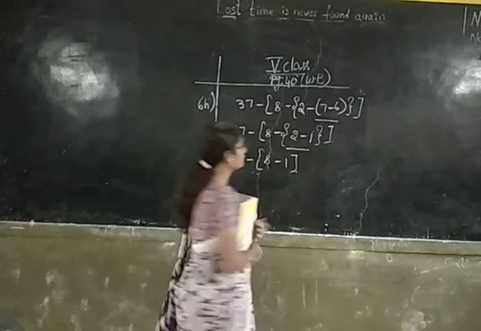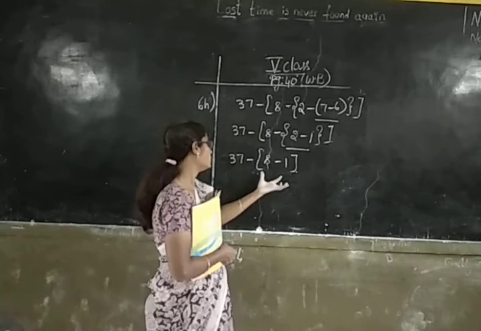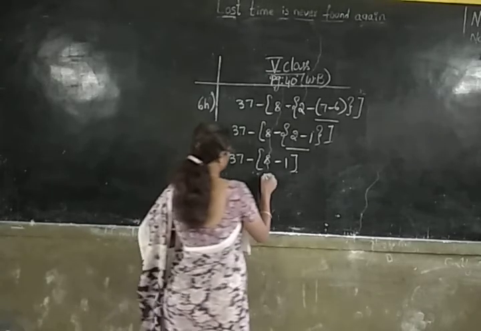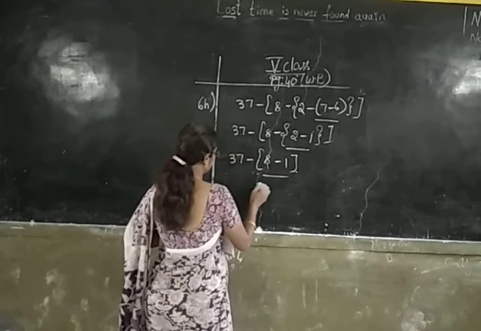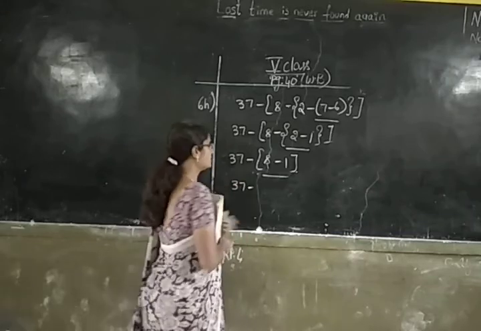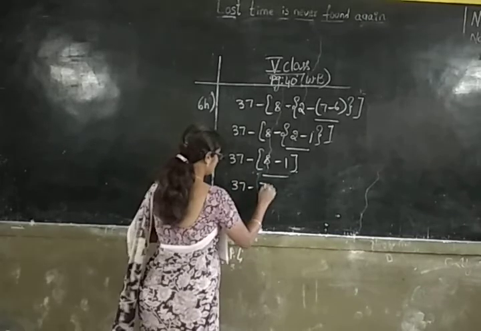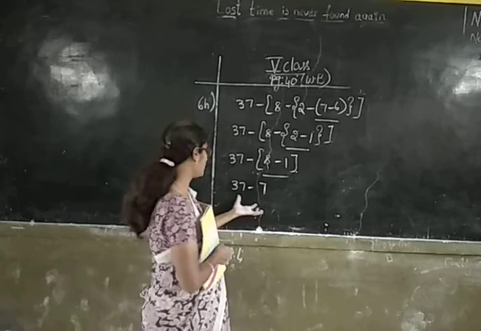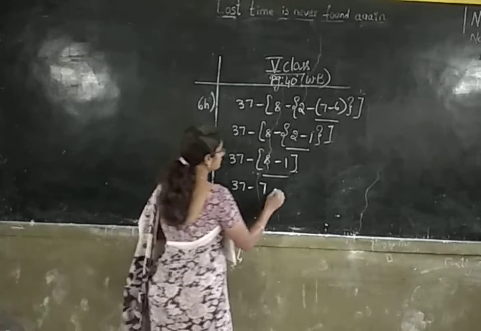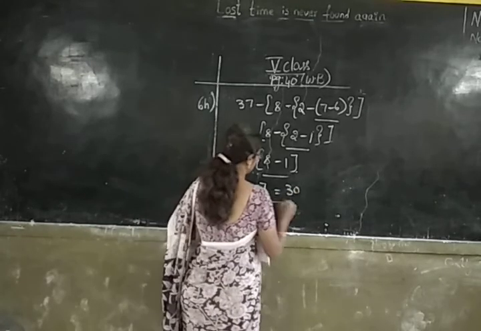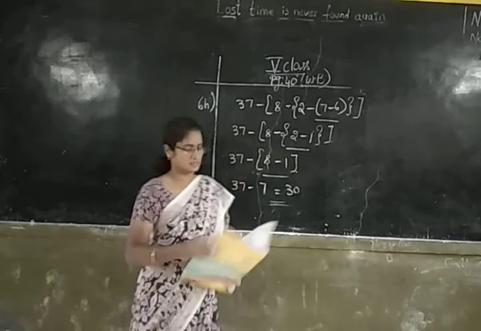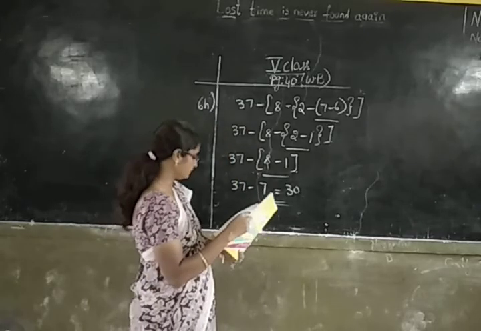After solving the terms inside the flower bracket, you have to solve the terms inside the square bracket. 8 minus 1. 37 minus 8 minus 1 is 7. Okay, now you have to solve the last one. So 37 minus 7 is equal to 30. That is the answer. Did you understand children?